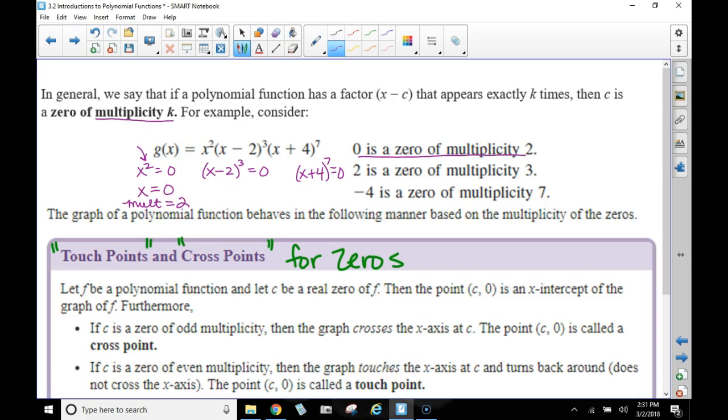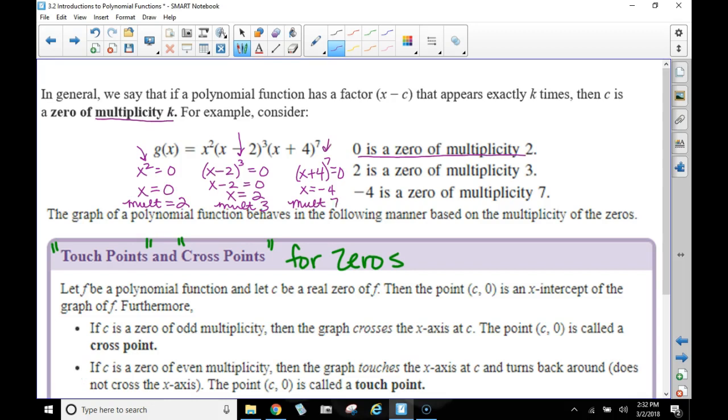On this one, what's going to make this be 0 is when what's inside there is 0. So x equals 2, but that is going to occur 3 times because the exponent is 3. So the multiplicity on that 0 is 3. This last one is going to yield a 0 of -4 with a multiplicity of the exponent 7.